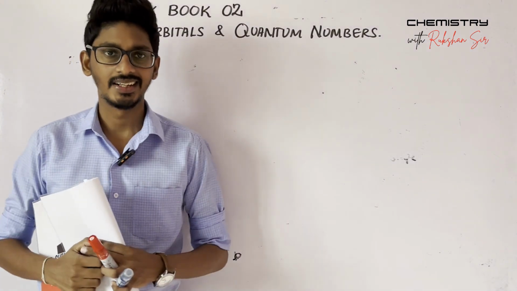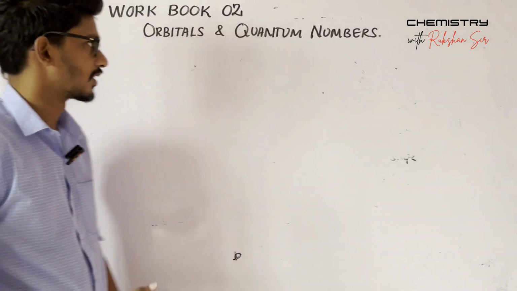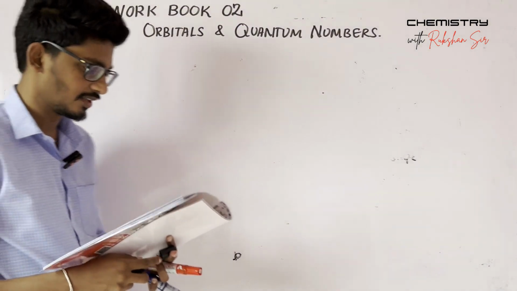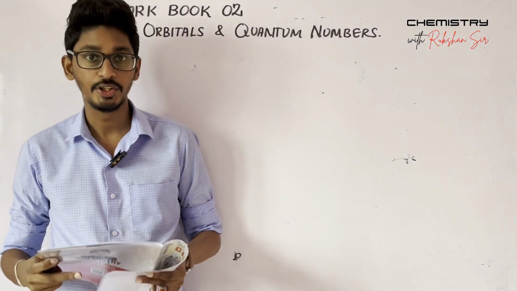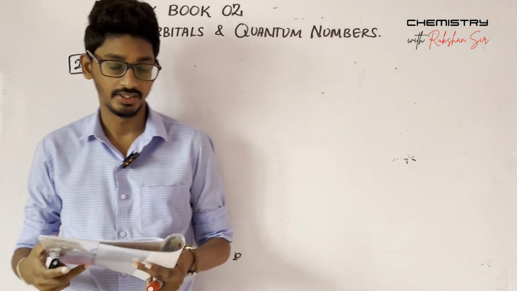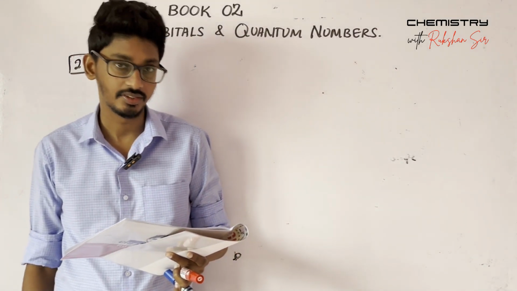Let's discuss the second MCQ, MCQ number 2, under orbitals and quantum numbers. See what it says. It's a 5-choice question. You have 5 choices appearing, so you have to select the best one out of those 5 choices. Let's go to the question.